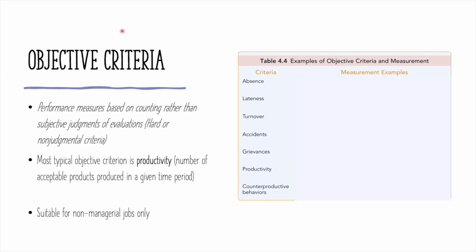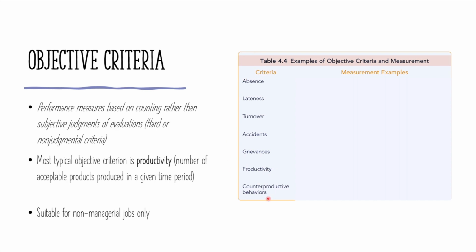So objective criteria are performance measures based on counting rather than subjective judgments. So hard or non-judgmental criteria. Most typical objective criteria is productivity. So the Vietnamese whirls, the number of them that they made, the objective swirliness of them might be one. I don't know. These are pretty suitable for non-managerial jobs, but not managerial jobs.